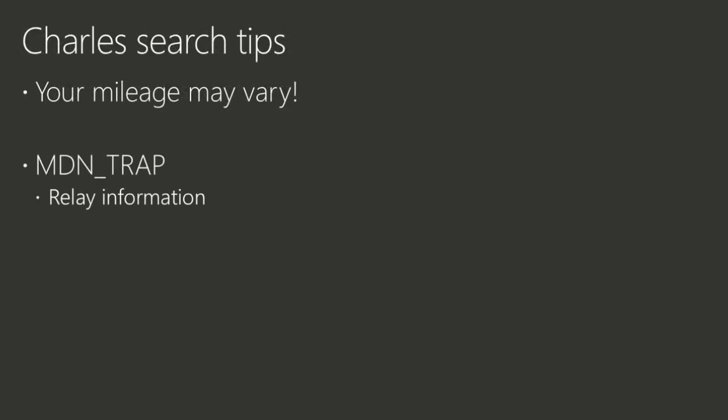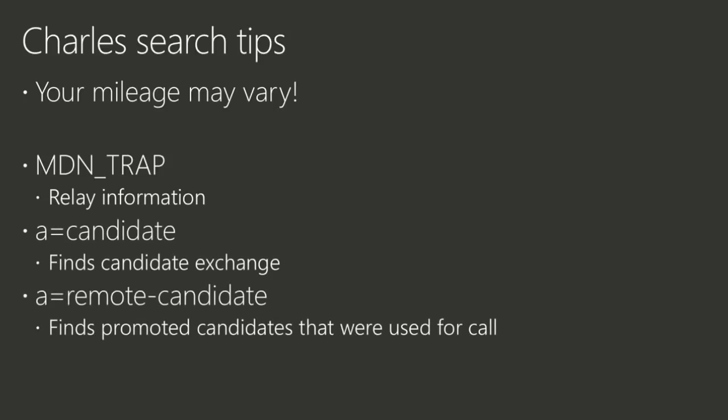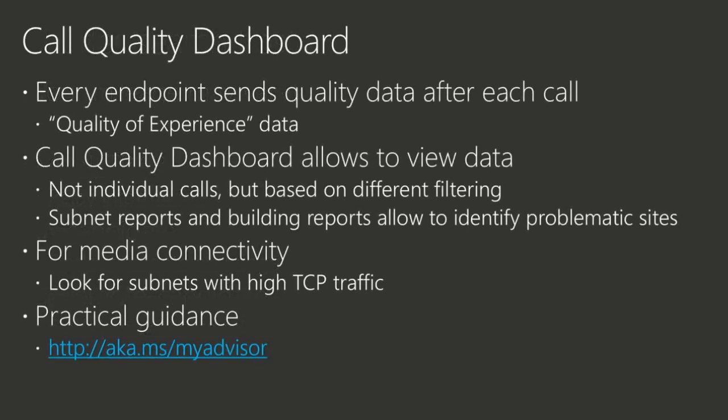If you want to see this trap information, search for MDM_trap to find the relay information, and then A equals candidate and remote candidate for the candidates. One thing that can be very useful in troubleshooting is the call quality dashboard.